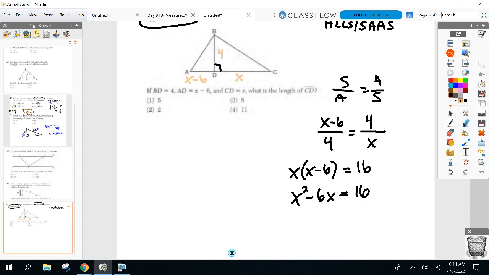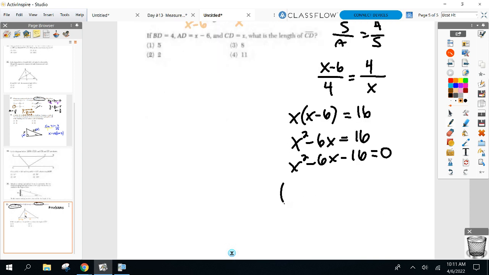What's your next move? Get one side equal to 0 because you're about to do what? Yeah, factor. So minus the 16 over. And now we think of two numbers that do what? Adds to -6, but multiply. I would start with multiplying first. Start with numbers that multiply to -16. So -8 and +2.